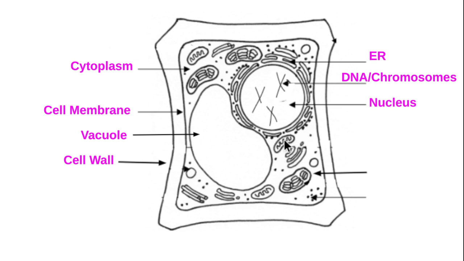The reason I didn't have you label them on here is because they look kind of similar to the chloroplast. So this is a chloroplast, again, because they look so similar. I'm not going to ask you to know the difference between the two on a picture. You still need to know the difference between the two when you write down the definitions. And then lastly, we've got ribosome.